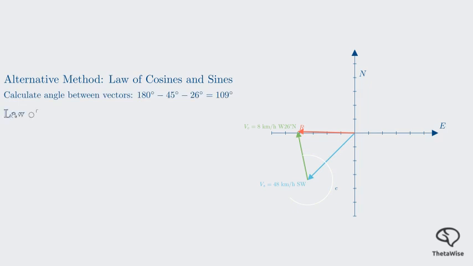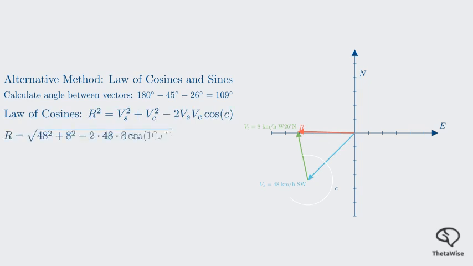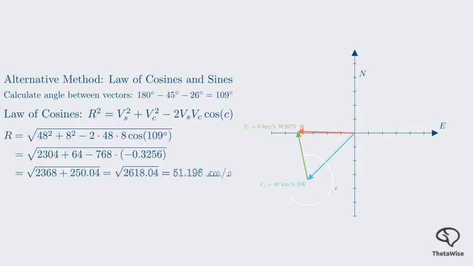The law of cosines states that the square of one side of a triangle equals the sum of the squares of the other two sides minus 2 times their product times the cosine of the angle between them. Plugging in our values gives us 51.196 km/h for the magnitude, which matches our component method.